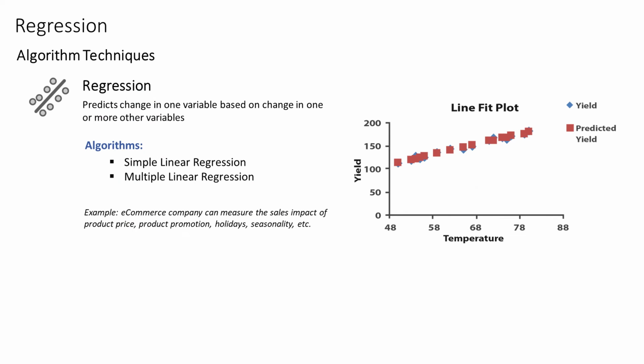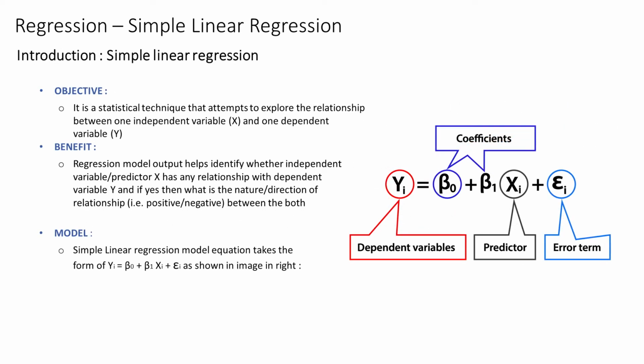In the category of regression analytics, we will look at two techniques. Regression analysis predicts change in one variable based on change in one or more variables. The first regression technique is simple linear regression, a statistical technique that attempts to explore the relationship between one independent variable, x, and one dependent variable, y. This method helps a business identify the relationship between x and y and the nature and direction of that relationship.